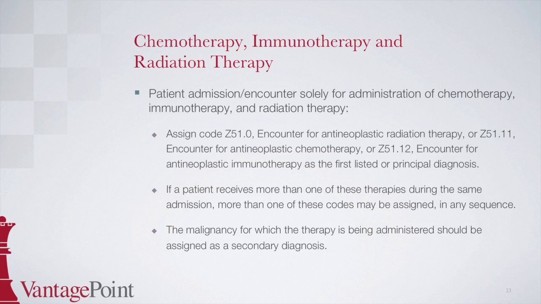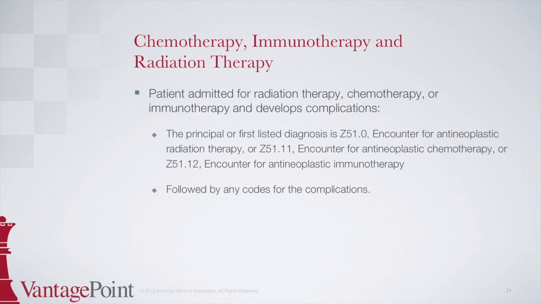If the patient has multiple therapies on the same date of service, it doesn't matter which therapy is sequenced first, be it the chemo or the radiation therapy. When a patient is admitted for anti-neoplastic therapy and develops complications, you're actually going to code the therapy code first, followed by the complication codes. For example, if a patient developed dehydration as a result of the chemo they had on that visit, you would code Z51.11 for the chemo first, followed by the code for dehydration, and then the code for the malignancy.